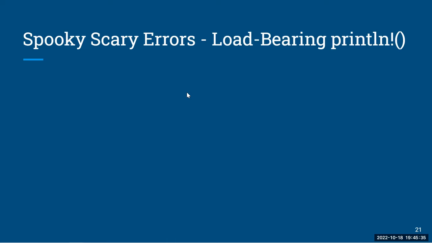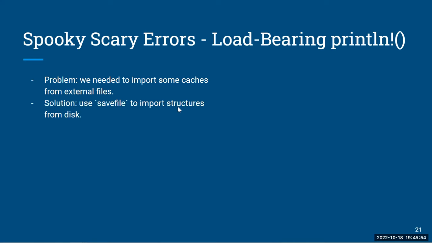So when we switched from the MCTS to the waveform emulator, we needed to import some caches from external files. In fact, we needed some fairly enormous caches in order to fit all the waveforms that we'd seen. But Rust has a solution for this. The save file crate allows you to store structures on disk and import them. And yeah, that was great. It worked wonderfully. So we did it. But then we encountered another problem.